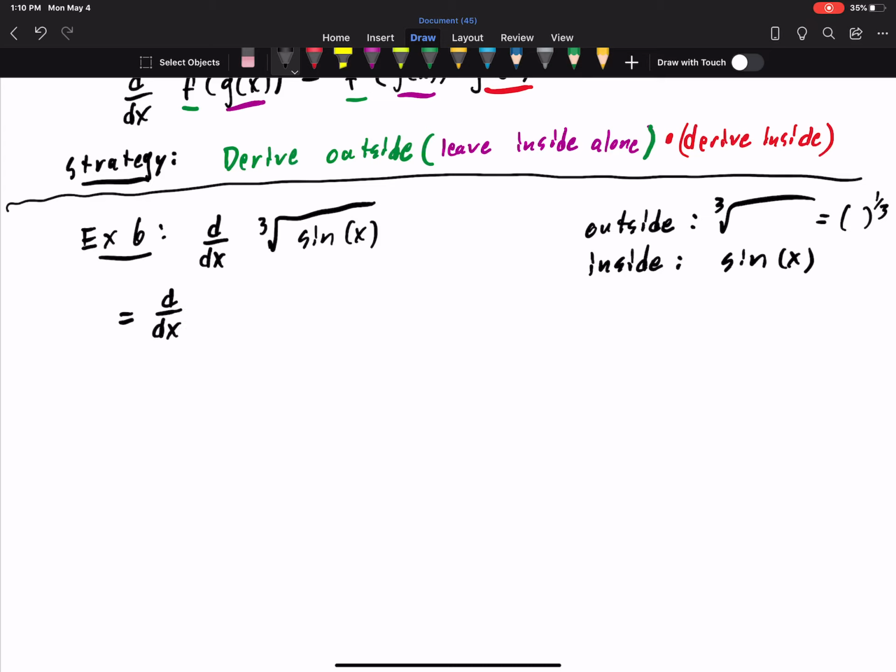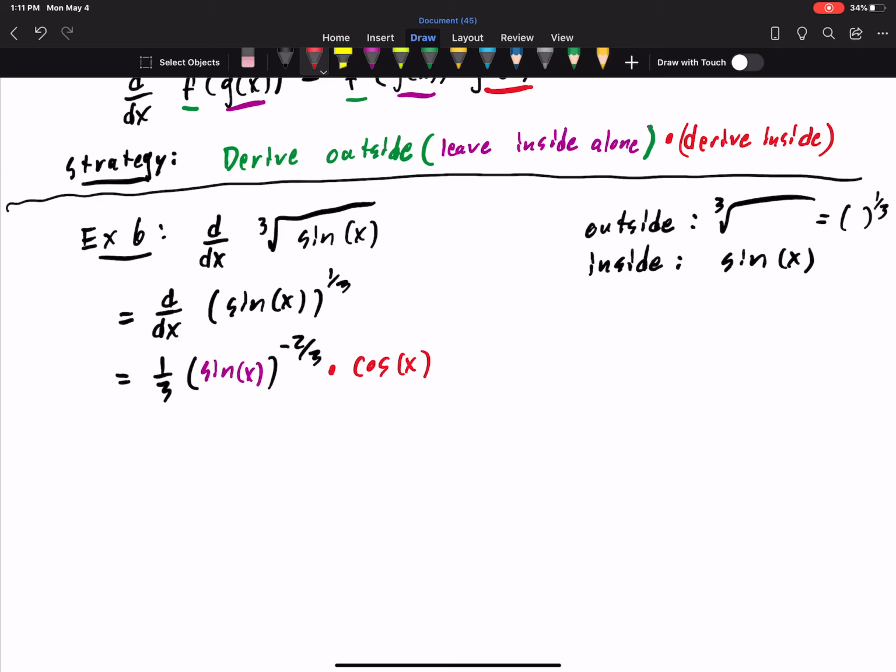So we have d/dx of sine of x to the 1/3. Okay, now we can derive the outside. Derive the outside gives us 1/3 blank to the minus 2/3, because you're subtracting 1 from 1/3. Okay, so that gives you minus 2/3. Then you copy paste the original inside, so it's sine of x, and then you multiply by the derivative of the inside, which is just cosine of x.